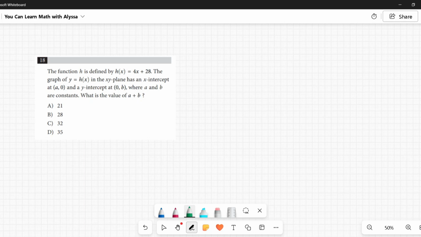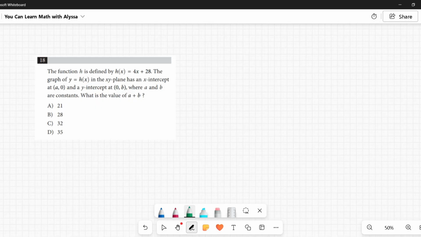Number 18, the function h is defined by h of x equals 4x plus 28. The graph of y equals h of x in the xy plane has an x-intercept at (a, 0) and a y-intercept at (0, b), where a and b are constants. What is the value of a plus b?